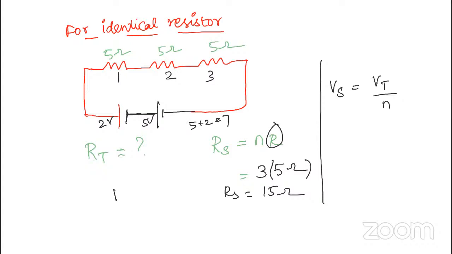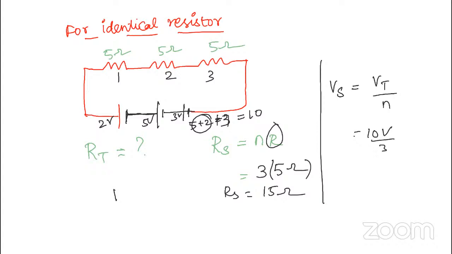Suppose the positive is connected to positive, then the values have to be taken as negative. Now when n number of V values are connected, suppose here there is 3 volt, then the total voltage is 5 plus 2 plus 3, that is equal to 10. How many voltages are there? That is 3. So we write 10V divided by 3.